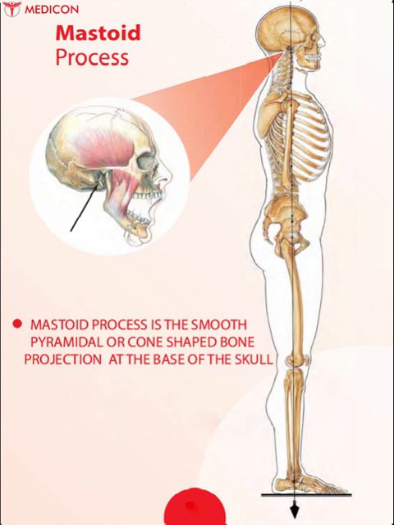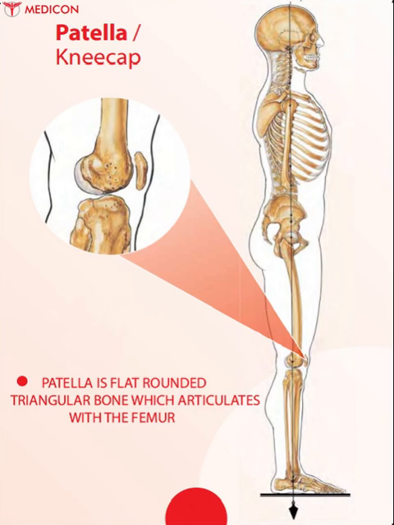Patella. The patella is the largest sesamoid bone in the human body and is located anterior to the knee joint within the tendon and the quadriceps femoris muscles. It is also known as the kneecap. It is a flat, rounded, triangular bone which articulates with the femur, the thigh bone, and covers and protects the anterior articular surface of the knee joint.